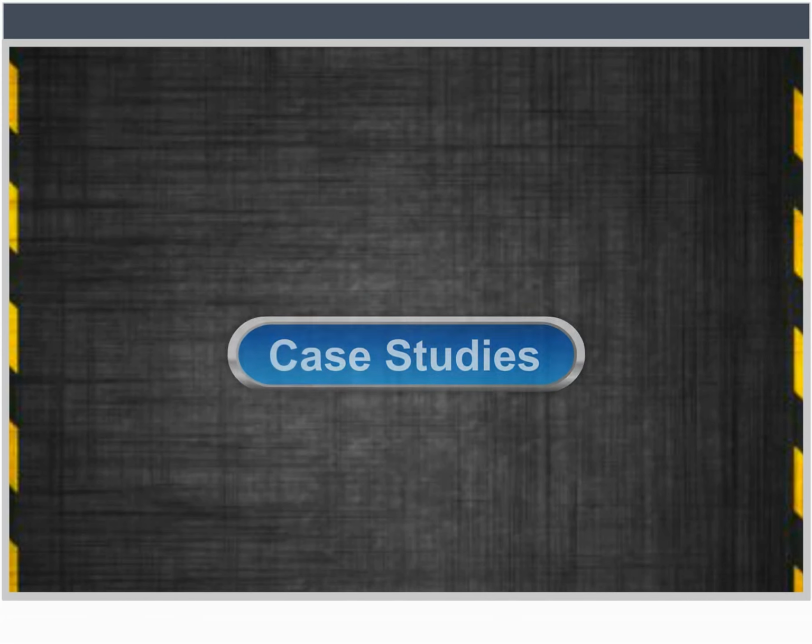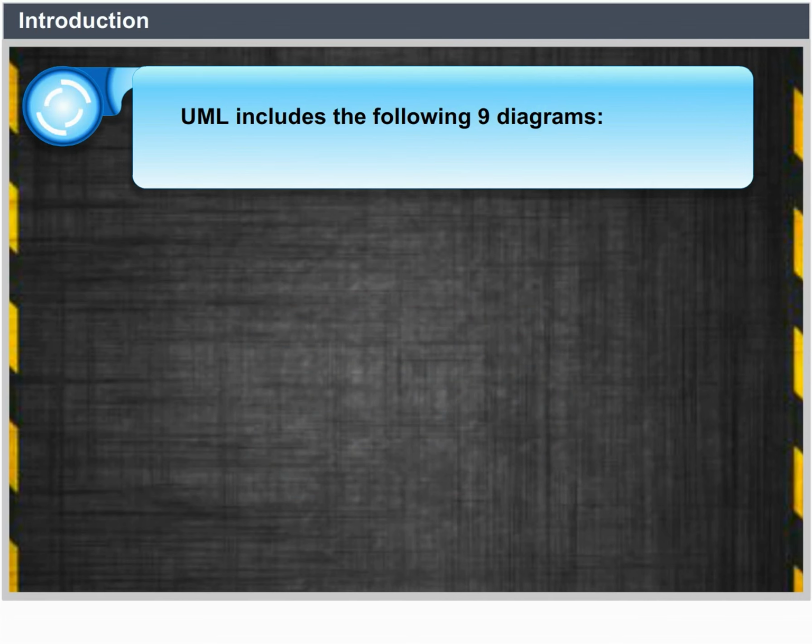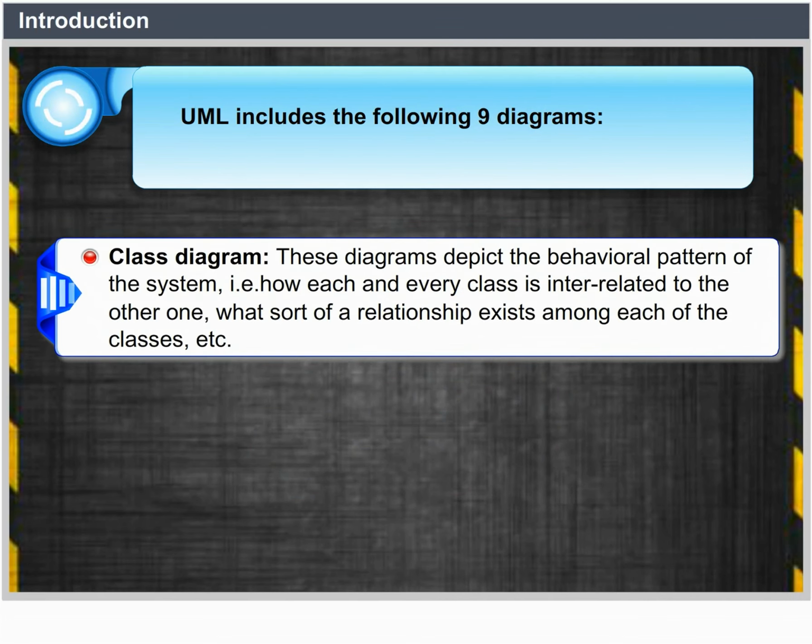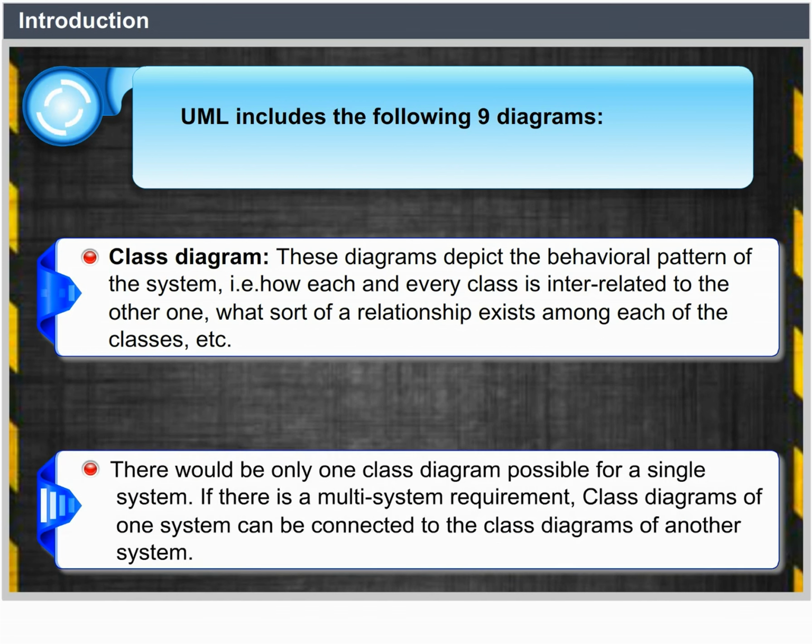Case studies. Introduction. UML includes the following 9 diagrams. Class diagram. These diagrams depict the behavioral pattern of the system. That is, how each and every class is interrelated to the other one, what sort of a relationship exists among each of the classes, etc.